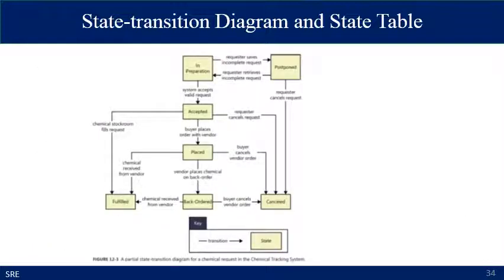So here is an example of a state transition diagram. This represents the state of the object or the system. This represents the transition in the form of an arrow, and this represents the condition in the form of text.